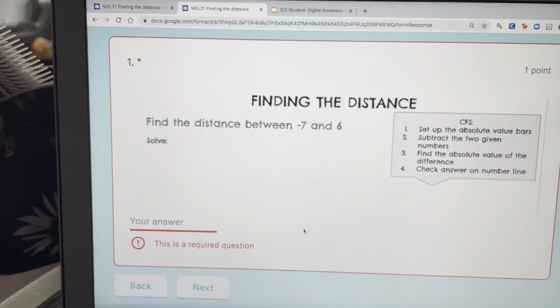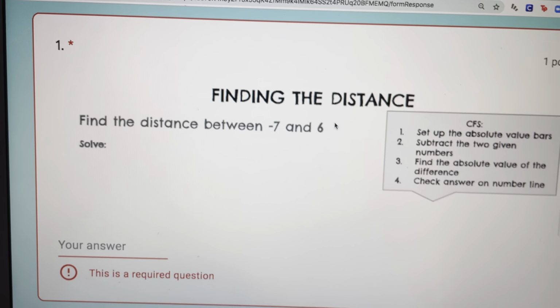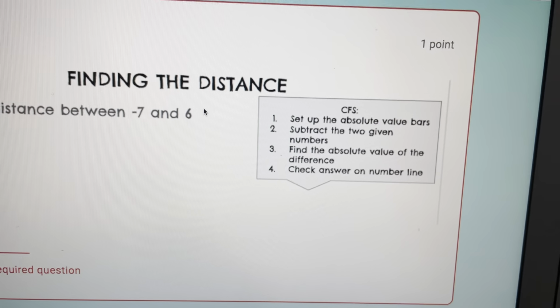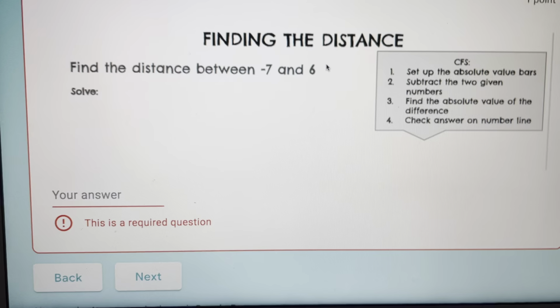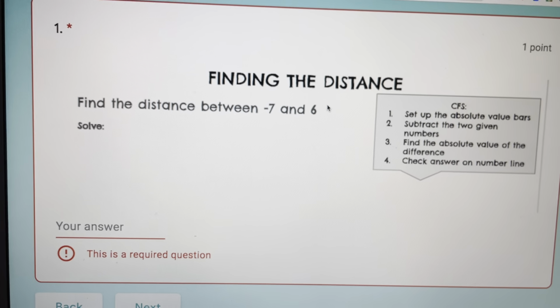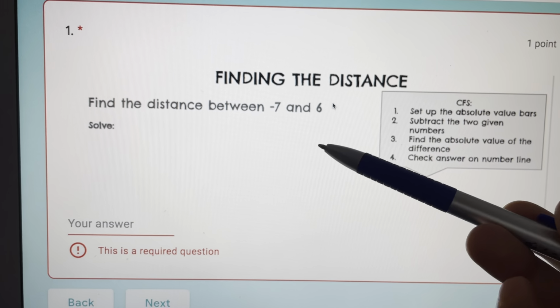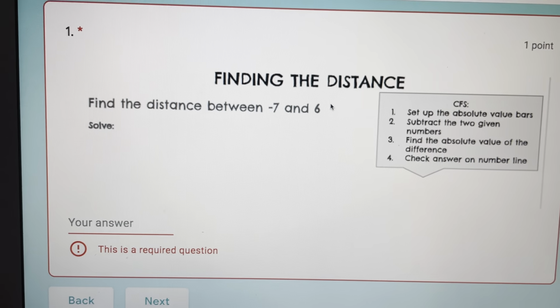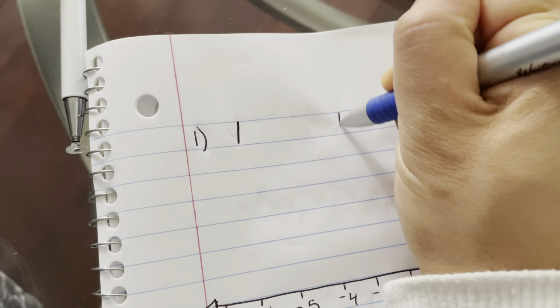Okay, so it says find the distance between -7 and 6. And I'm going to follow the CFS here to help me out because you don't have a number line. So the whole point is to find the distance between two numbers without a number line, and that's the most important thing. So step number 1 is set up my absolute value, because the distance is always absolute value. So that's step 1.